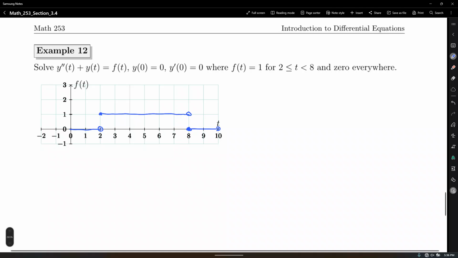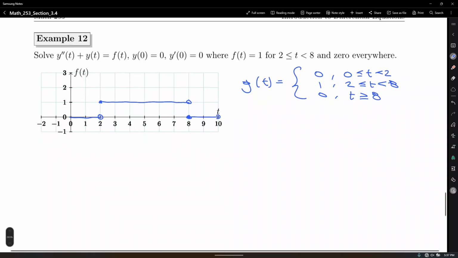Okay. So let's write this as a piecewise function. G of t equals, essentially, 0 between 0 and 2, and then 1 between 2 and 8, and 0 again for t greater than or equal to 8. All right? So, what about it?